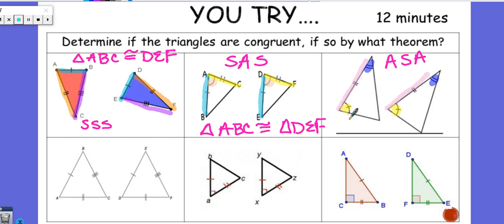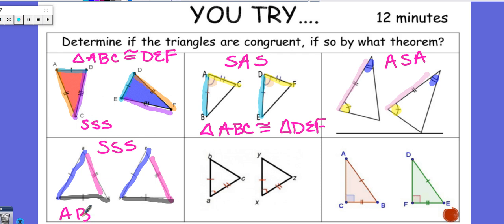So I don't have to write a statement for this one because they didn't give me any letters. And if you want to, make up your own. So I go here, I can highlight the same here. This one matches this one. This one matches this one. And this one matches this one. So here, I would say these are congruent by side, side, side. And I would say triangle ABC is congruent to triangle DEF.